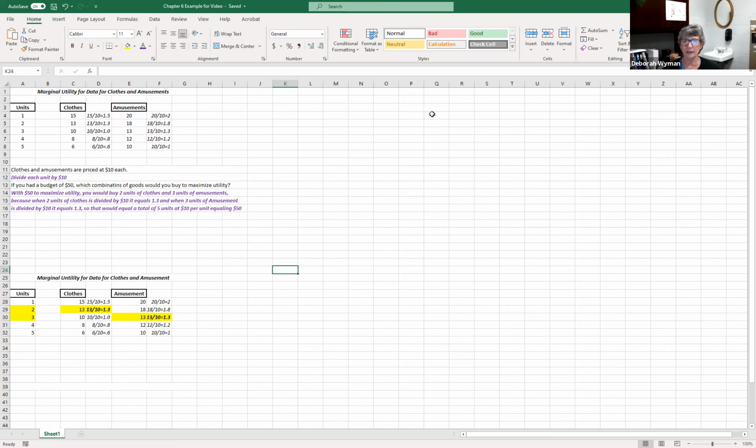So what we're trying to find out is what combination, everybody has limited resources. And in this case, we're going to be talking about limited money, right? So everybody has limited funds. So what we're going to try to find out is how can we maximize the use of those funds and get the things that we want and need. So the first thing is marginal utility for data for clothes and amusements, and we have the information here.